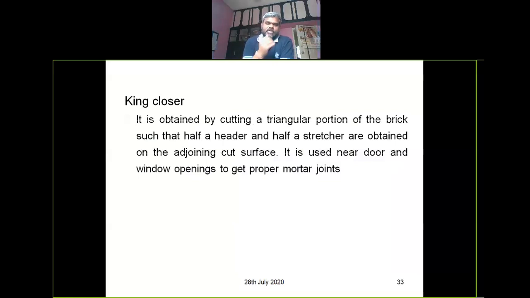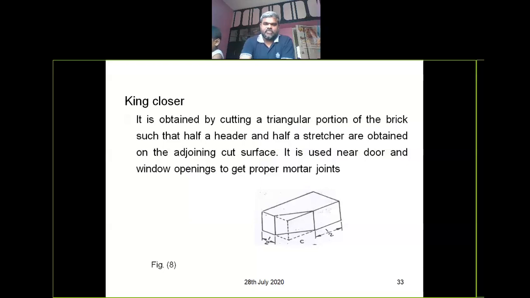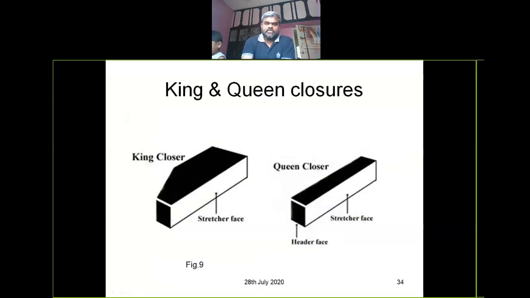King closer is obtained by cutting the triangular portion of the brick such that half of a header and half of a stretcher is obtained on the adjoining cut surface. It is also used near the door and window openings to get proper mortar joints. See, this is the half longitudinal section, half of breadth is cut. See this, this is the king closer. This is a queen closer.